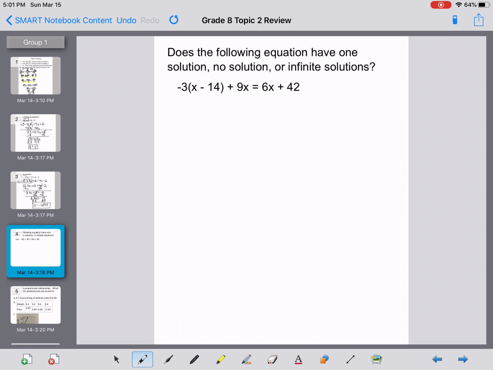Does the following equation have one solution, no solution, or infinite solutions? Take a second to copy down the question.